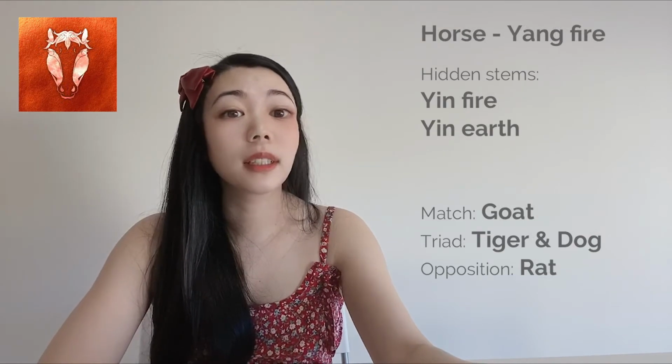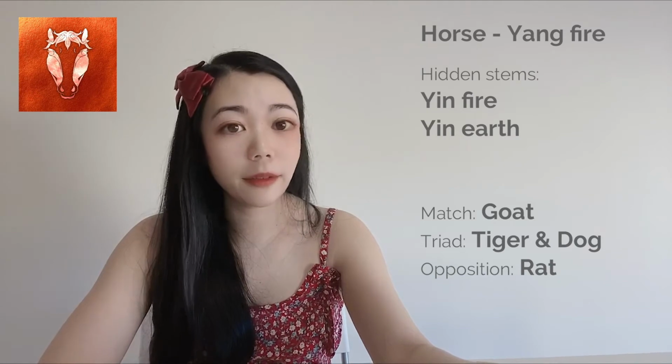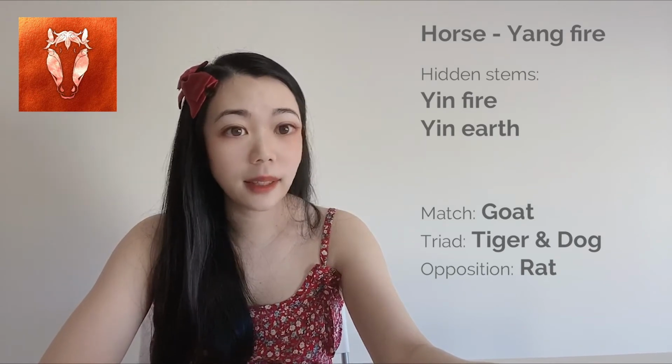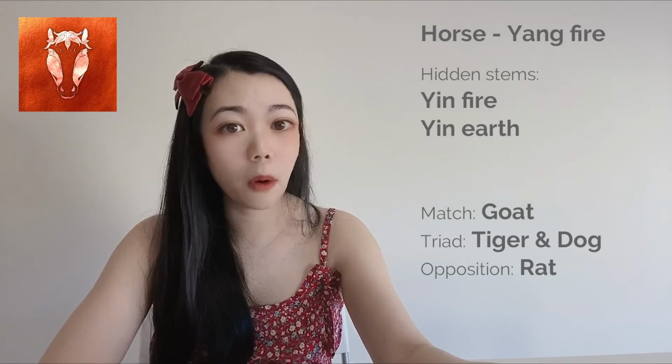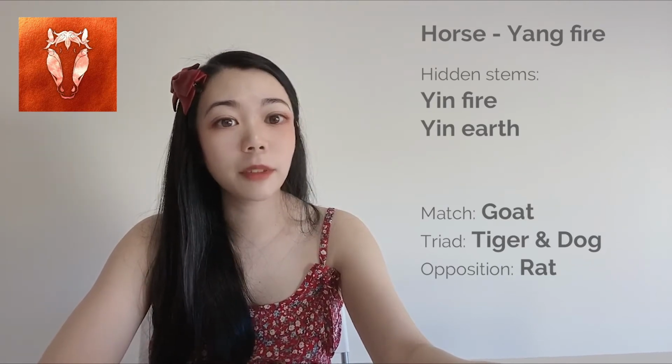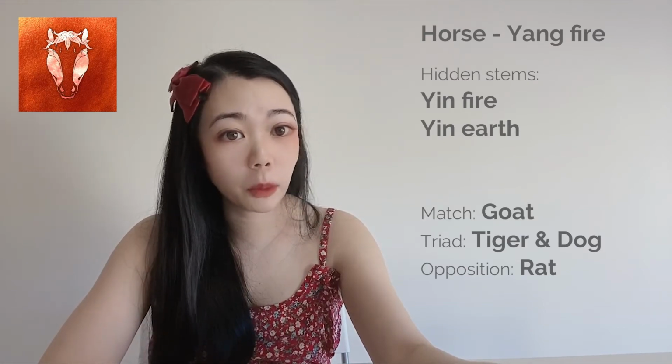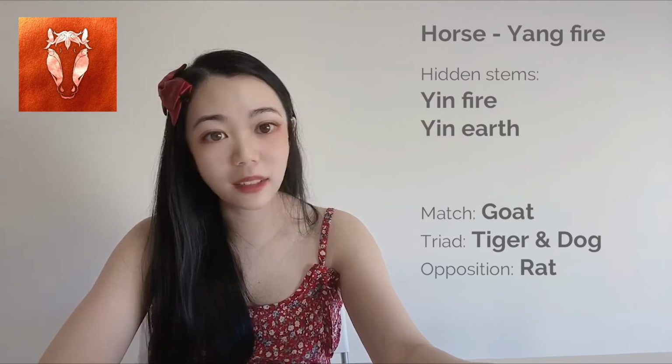Second one, horse, yang fire. Like I just said, yang fire, but it has yin fire in its hidden stems. Yang fire is only its label. Yin fire is the one you should remember. The other hidden stem for horse is yin earth. Horse matches with goat. Horse, tiger, and dog can form a triad of fire. This one I already mentioned when we talked about tiger. The opposition of horse is rat.